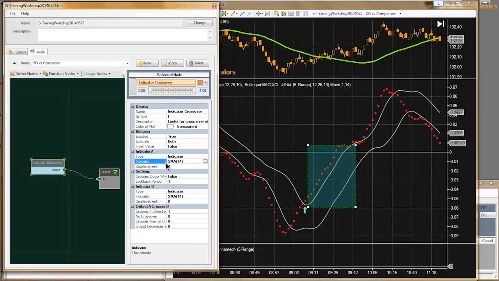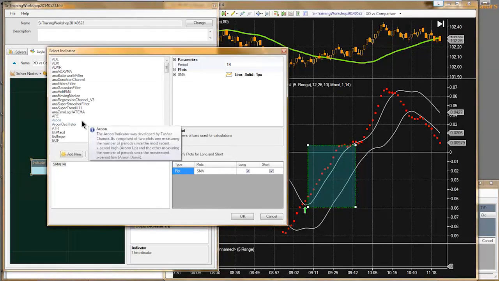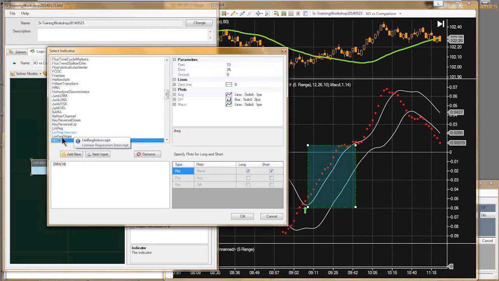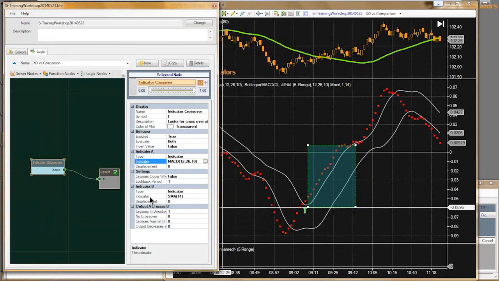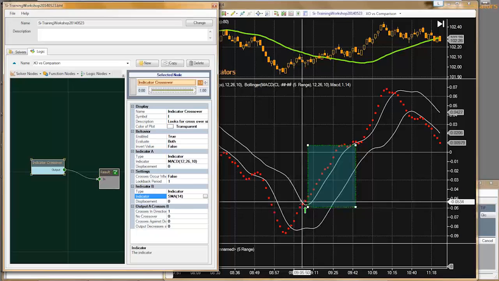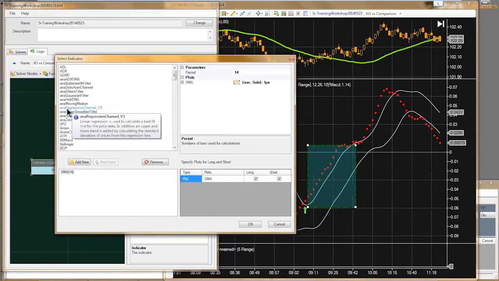So in indicator B, I'm going to make that the MACD line. And we want to make sure that the MACD line is selected down here, and it is, so we're all good there. And now in indicator B, we're going to compare it to the upper band here. We'll just use the upper band.